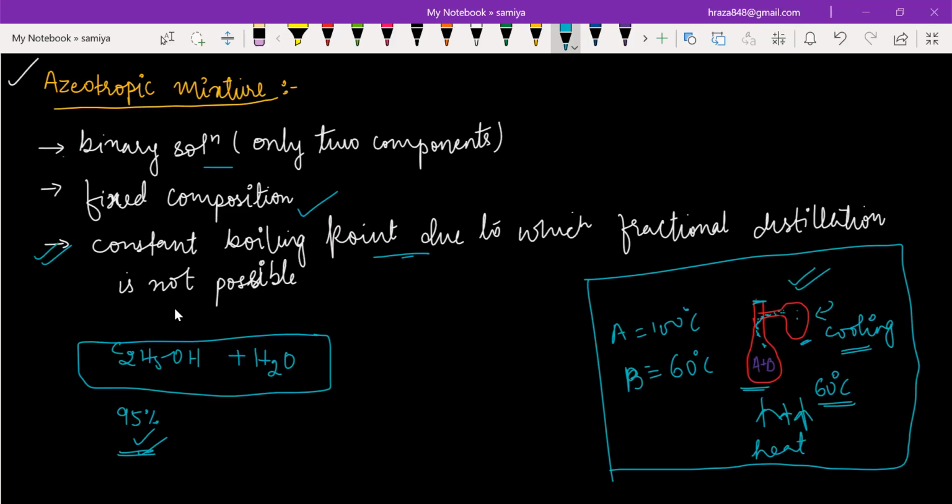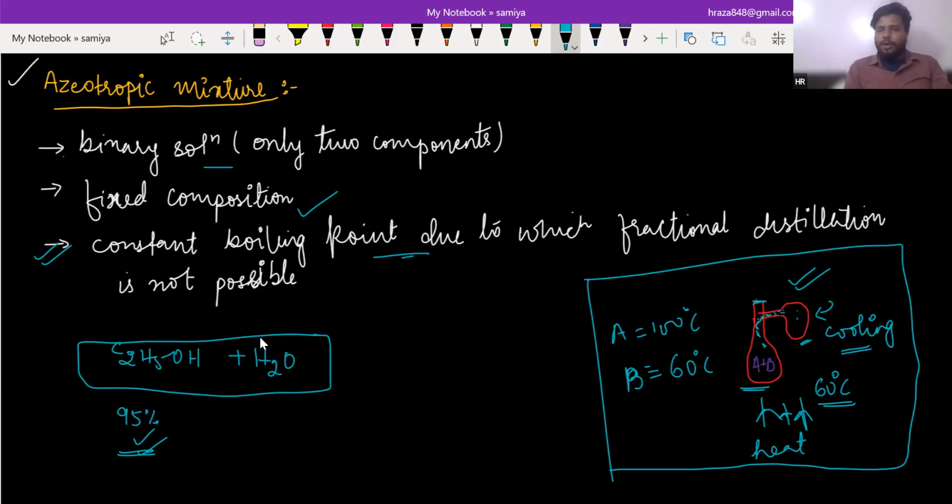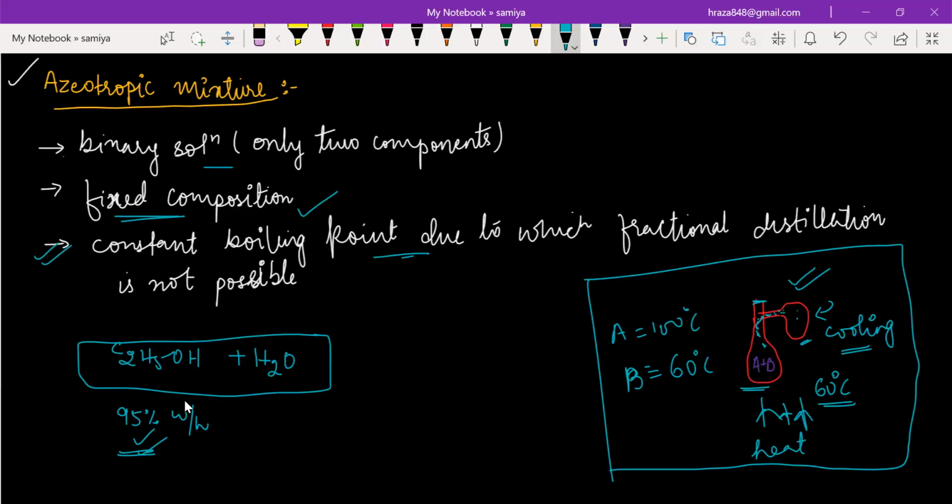So can you repeat once? Yes. What I am telling you is C2H5OH, ethanol, plus water is an azeotropic mixture when ethanol is 95% weight by weight. This is a fixed composition. The composition should be fixed for an azeotropic mixture. If you change the composition, it won't form an azeotropic mixture. Got it, Reem and Samia? Yes, sir. Okay. Please write it and let me know when you are finished.